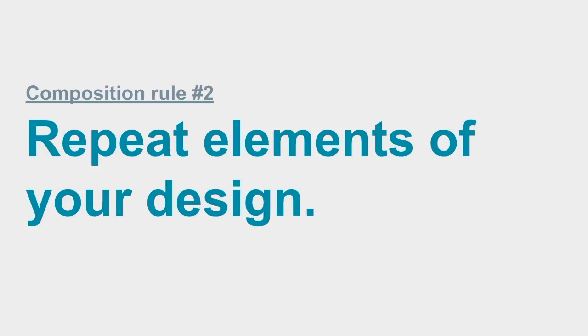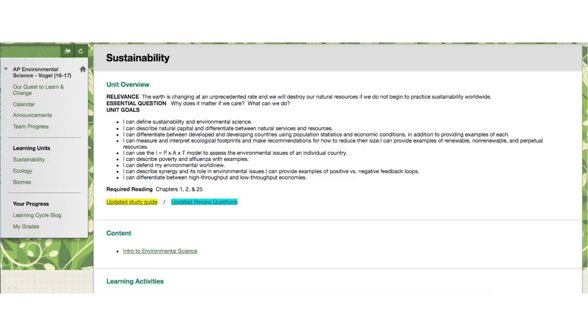When students select the sustainability link in my course site, they will see the unit content. I chose to organize by unit overview, content, learning activities, and vocab quizzes, which is towards the bottom of the page. Every unit page in my course should then be organized using this format.